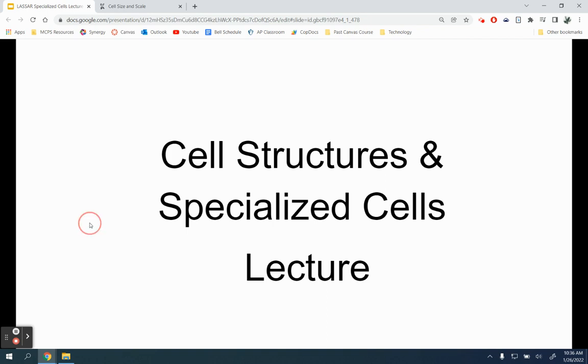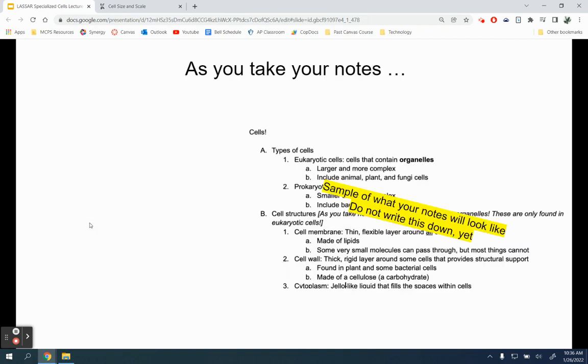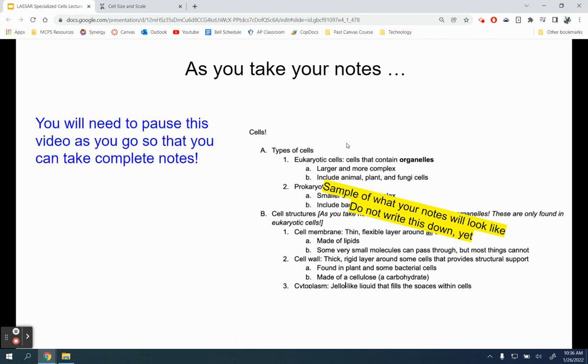This lecture will be in outline format. You know what that looks like. So your notes will look something like this when you're done. Keep doing what you've always been doing, pausing the video as you go so that you can take complete notes. What do you write down? Everything that's in black. What's optional? The things that are in blue.